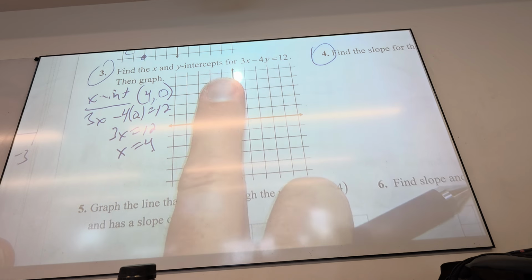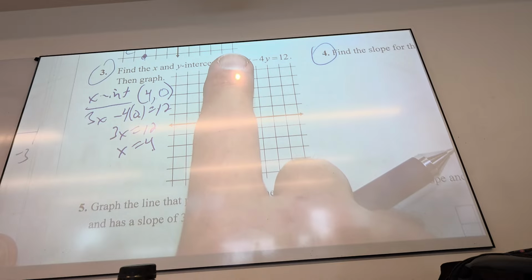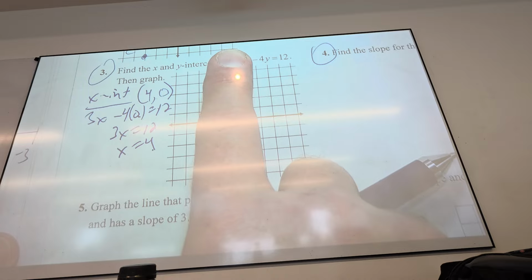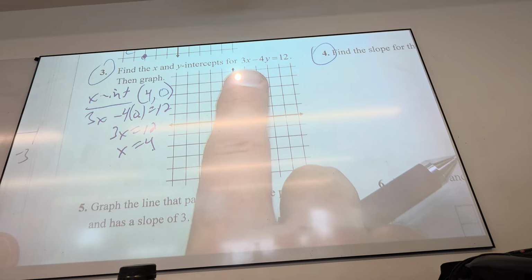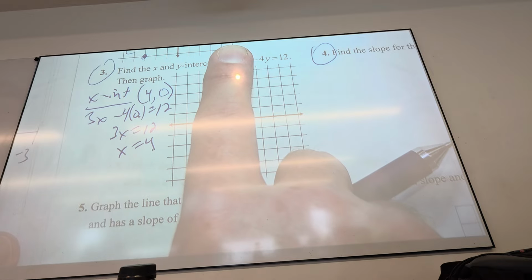Could we get the y-intercept? Just do it. Watch this. So that's the way to do it. You with me? But to find the y-intercept, wouldn't I just make x 0? Wouldn't that just happen like that? Divide by -4, I get -3. The y-intercept is 0, -3.